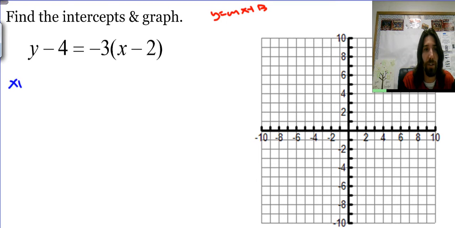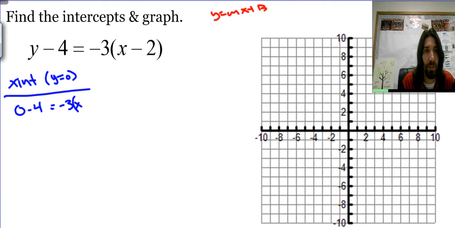Let's find the x-intercept. If you remember, for the x-intercept, the y value is always 0. So I've got 0 minus 4 equals negative 3x minus 2. 0 minus 4 is negative 4. I want to distribute here. So I'm going to distribute: negative 3x plus 6. And then some of you remember you got to draw your line.